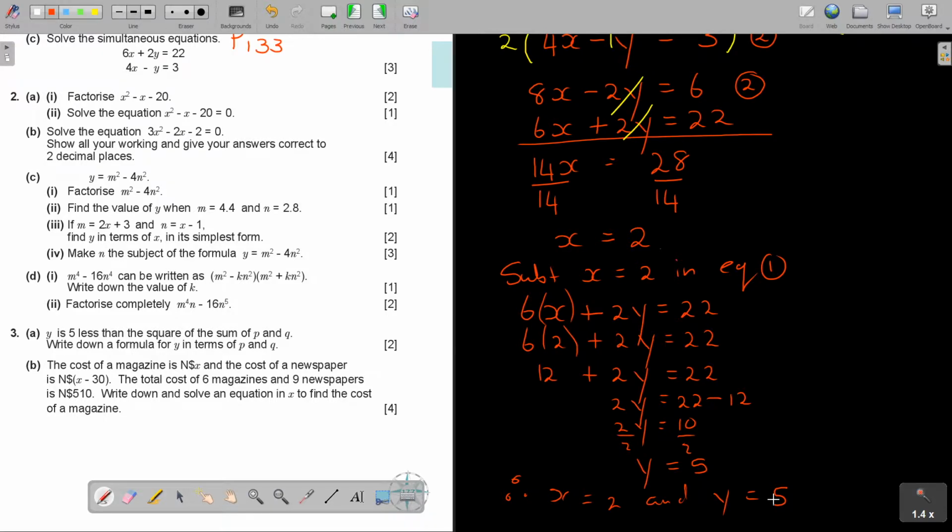Okay, so make sure, I really think this is the type of thing that you will find in the examination. So if you still struggle with it, go to page 133 and do a few extra.